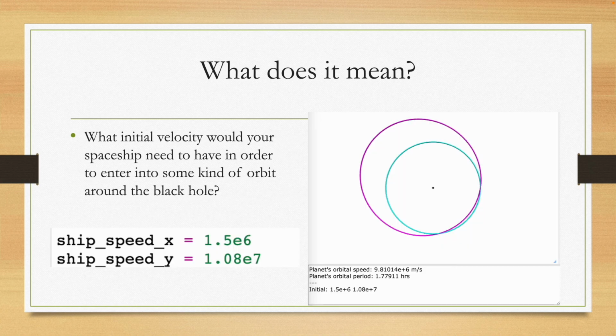So for what initial velocity would take to enter into orbit, the x and y components of velocity are shown right here, 1.5 times 10 to the 6 and around 1 times 10 to the power of 7. And you can see here that this magenta line is the spaceship going into orbit with this speed, which is found using trial and error.